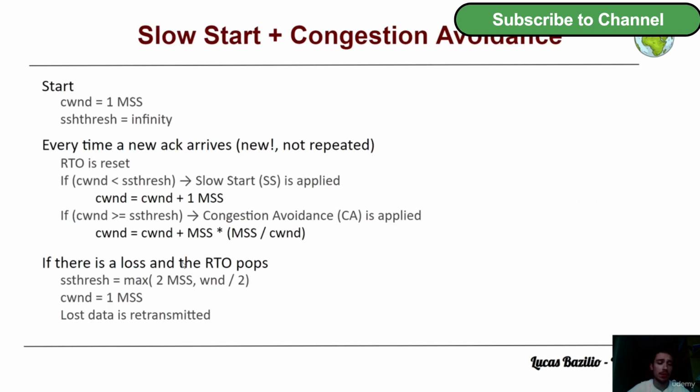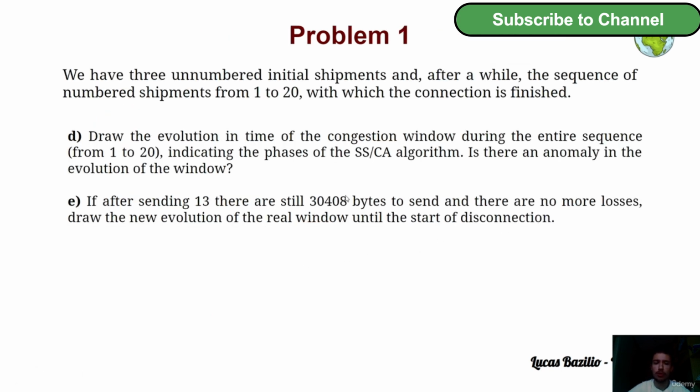Remember, whenever there is a loss, whenever there is a retransmission, the retransmission timeout pops, and so we set the congestion window to be equal to 1 maximum segment size. This will not happen because there will be no retransmissions, as this statement specifies. So first of all, let's reason with this information about the number of bytes we have left to send.